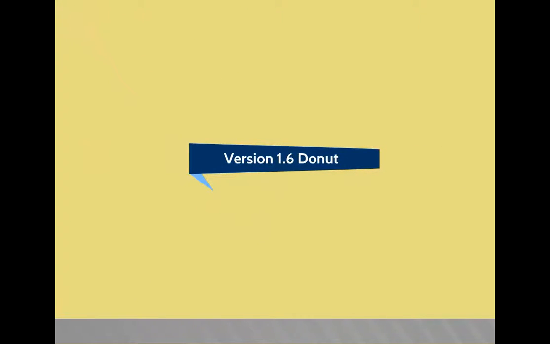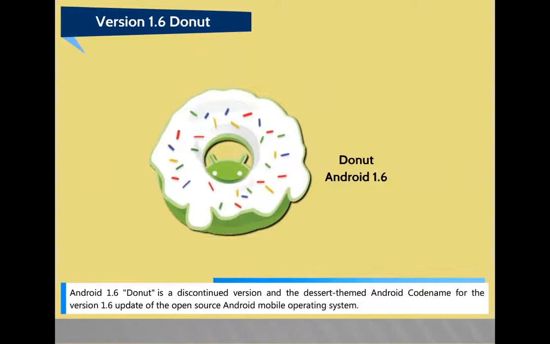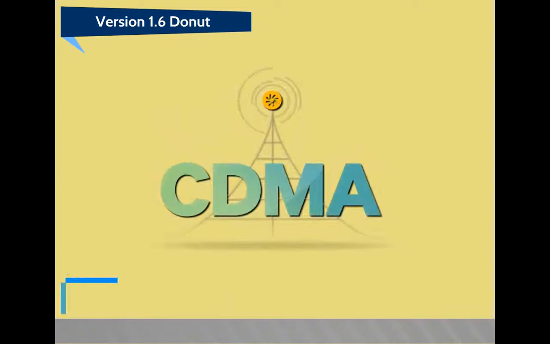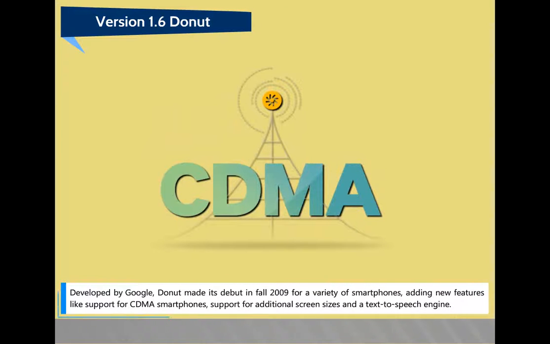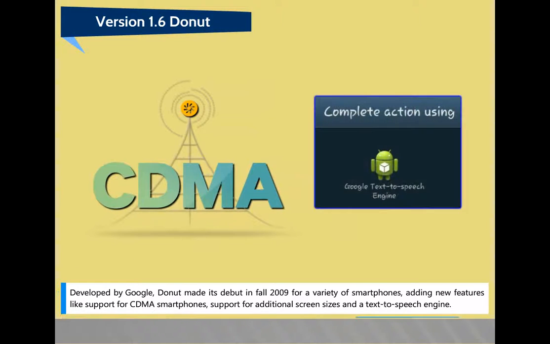Version 1.6 Donut. Android 1.6 Donut is a discontinued version and the dessert-themed Android codename for the version 1.6 update of the open-source Android mobile operating system. Developed by Google, Donut made its debut in fall 2009 for a variety of smartphones, adding new features like support for CDMA smartphones, support for additional screen sizes, and a text-to-speech engine.